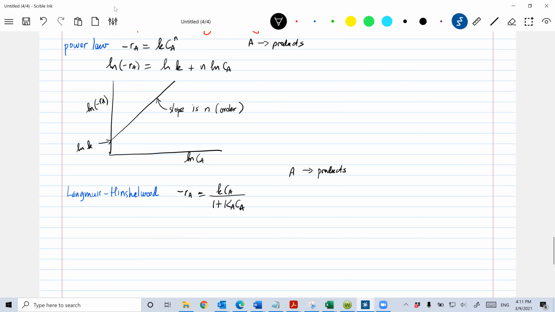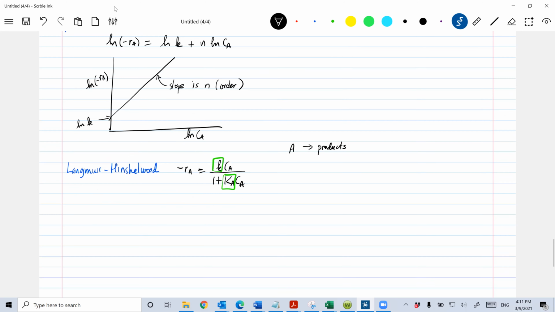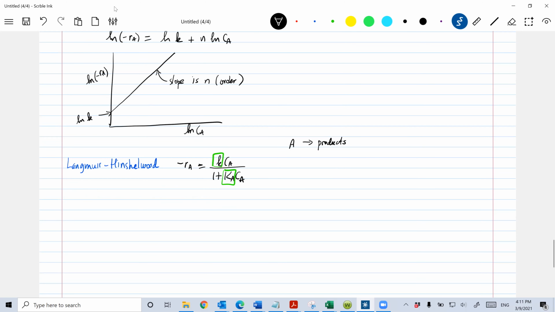So let's say you have CA and RA data. Now you want to know how do you linearize this so you can plot something that would allow you to calculate your unknowns. So you have to plot it in a way you can calculate the unknowns. What you do is you can invert and multiply both sides by CA. So if you invert, you get minus 1 over RA equals 1 plus KA CA over K CA.